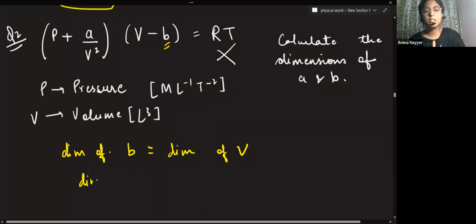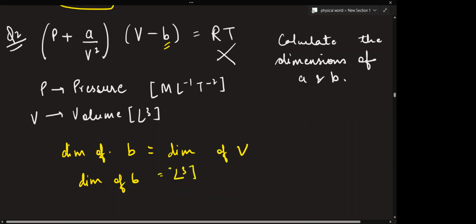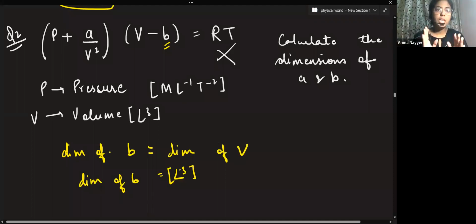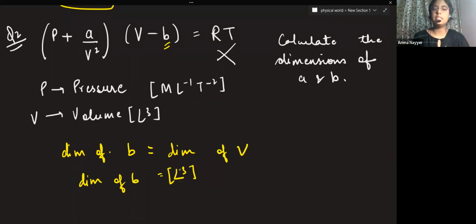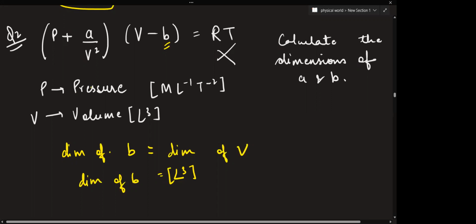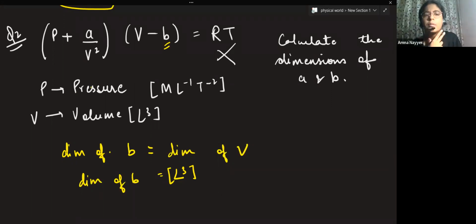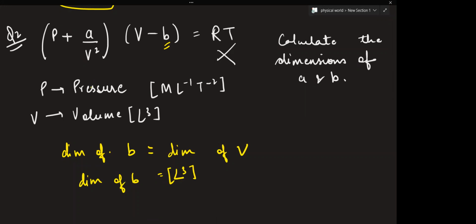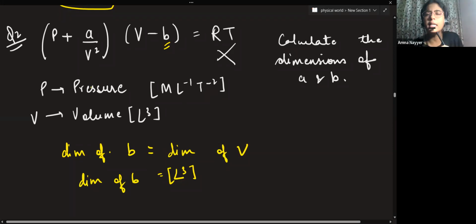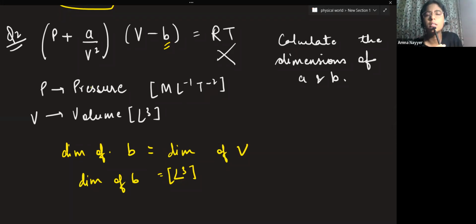So the dimension of B will simply be L cube. All right. Now regarding A, this is also easy. Can anyone tell me the method to calculate for A? Just try, then I'll help you. Any idea by looking at the formula?